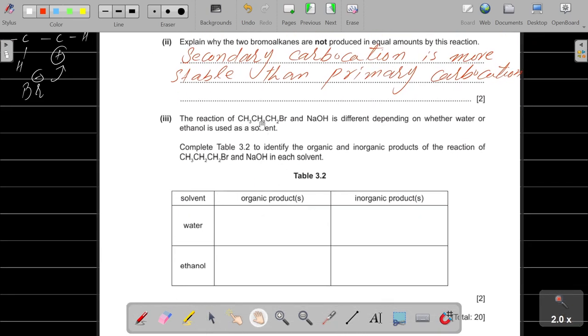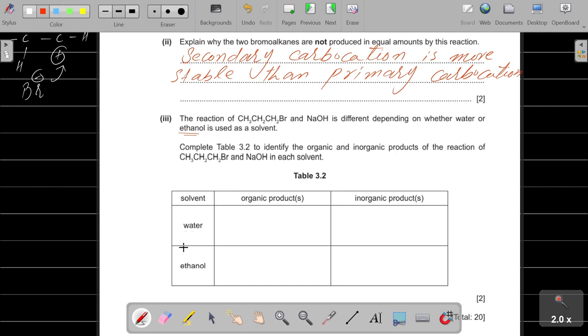The reaction of CH3CH2Br with OH- is different depending on whether water or ethanol is used. So we know when you have any halogenoalkane and you react this halogenoalkane with a base, if you are reacting in water, it will follow nucleophilic substitution. But when alcohol is the solvent, it will follow elimination.